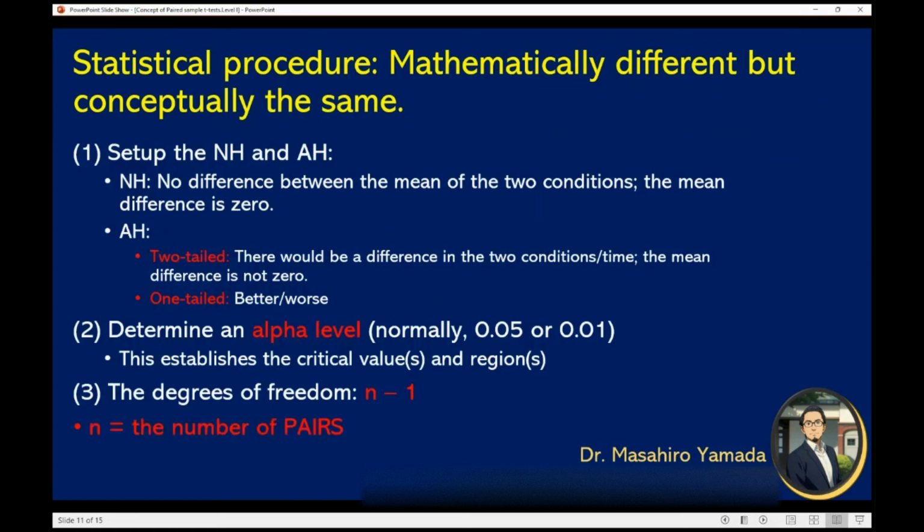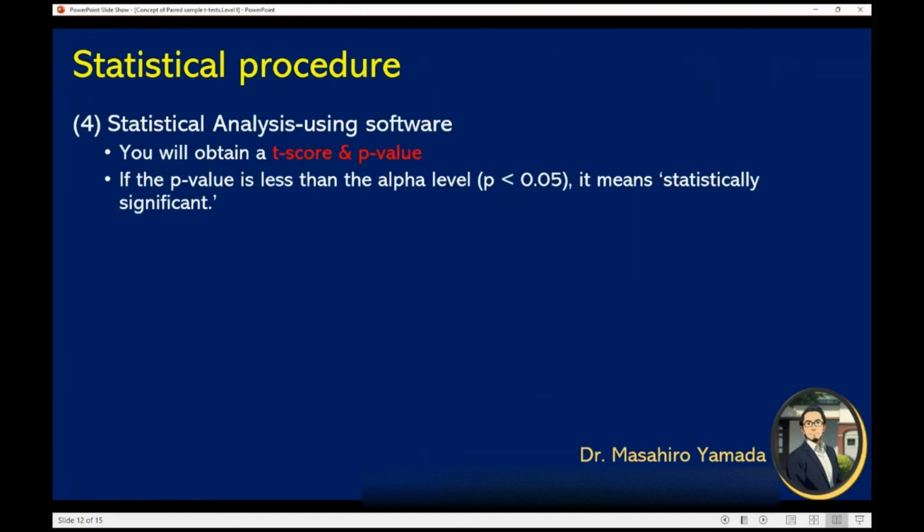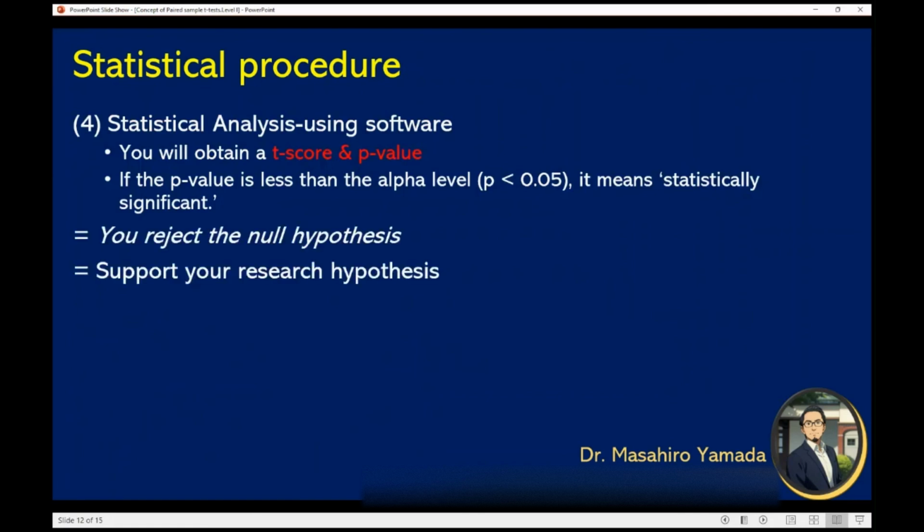Remember, the degrees of freedom for an independent t-test is capital N minus 2. The n here is not the capital letter, but indicates the number of pairs. Skipping the mathematical part, after you run a paired sample t-test, what you will obtain are a t-score and a p-value. And if the p-value is less than the alpha level you set, it means statistically significant. Therefore, you reject the null hypothesis and you support your research hypothesis.